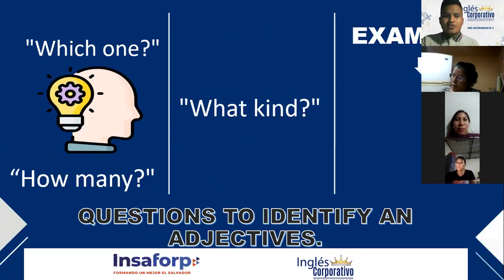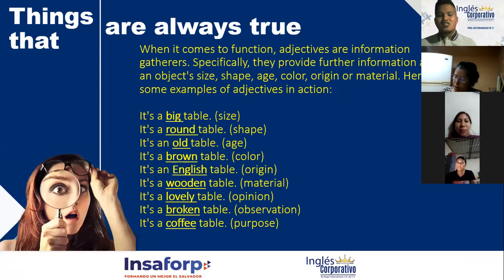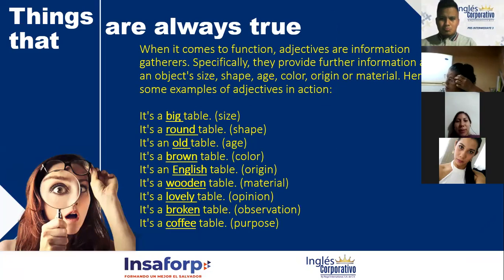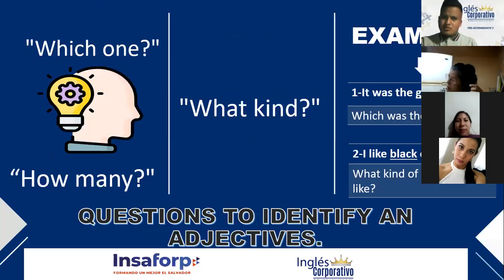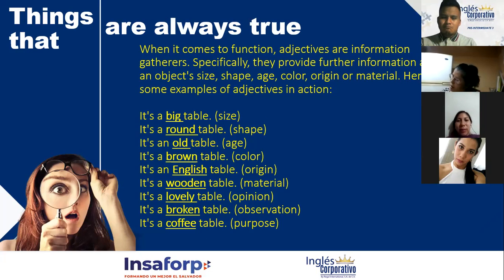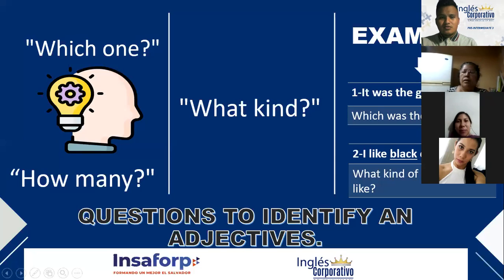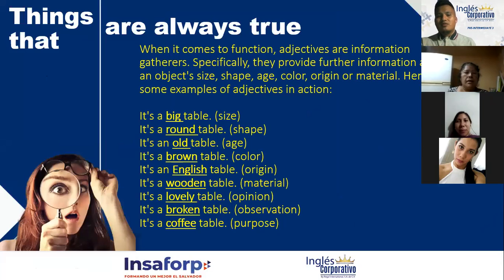So with these three questions, what would be the question that you will use to find the answer of the first sentence? Can someone help me? Which size is the table? Another one? We have three questions. Which one? So it will be which table? The big one. ¿Qué mesa? La grande, ¿verdad? So that will give us the answer. Which table? Yeah. The big table.